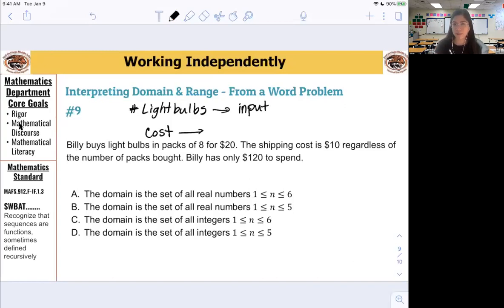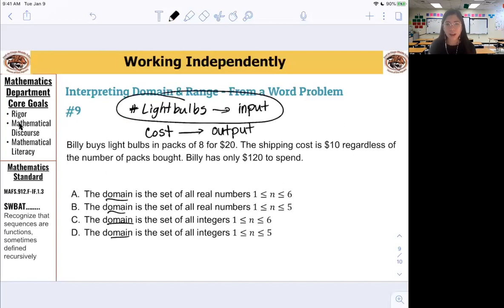He can decide he wants fewer, he can decide he wants more. The cost changes depending on how many light bulbs he decides to buy. So my light bulbs are my input, my cost is my output. So if I'm talking about domain, I know I'm going to want to talk about the number of light bulbs. So here I have a lot of different options. First of all, A and B say all real numbers, whereas C and D say integers. So that's where we have to think.